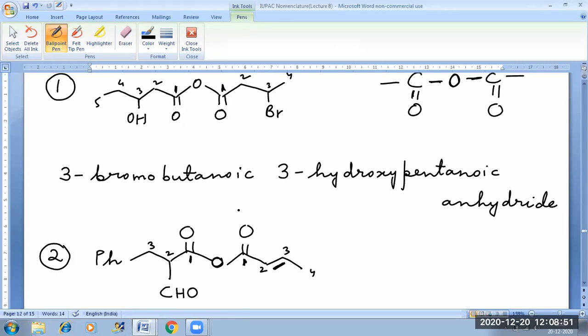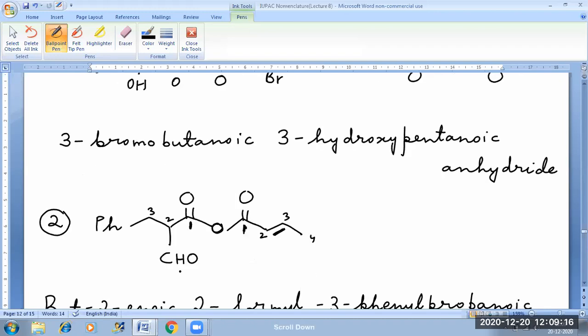I have numbered both the carbon atoms containing CO as 1. So this is 1 and this carbon atom is also 1. But at a time I will look at only one portion. That is, either I look at the part which is on the right or I look at the part which is on the left.